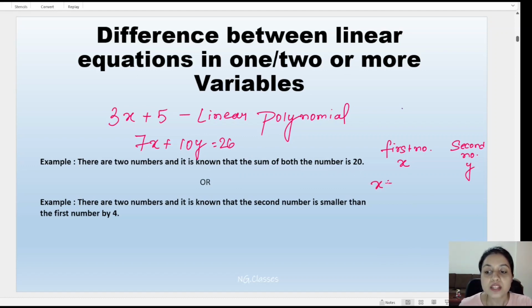So x plus y equals 20. This is how we will convert the given statement into mathematical form. Now here we have one more example.